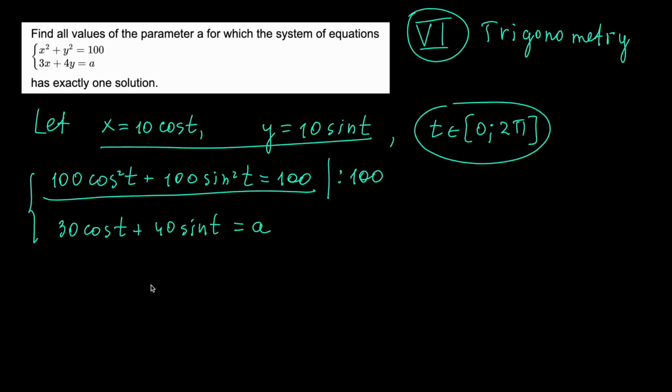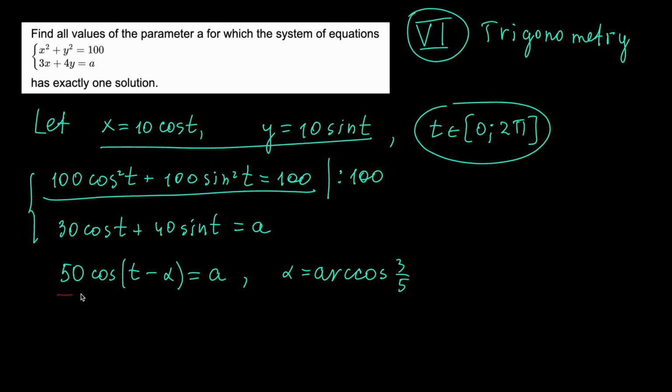And here we can use the so-called auxiliary angle method. Maybe you call it some other name. By the way, write down in comments how do you call it. So we will have 50 cosine (t minus alpha) equals a, where alpha is equal to arc cosine of 3/5.